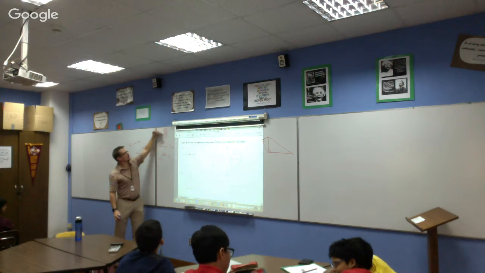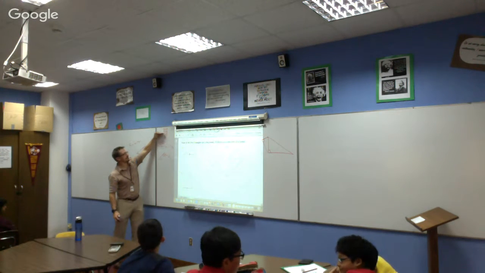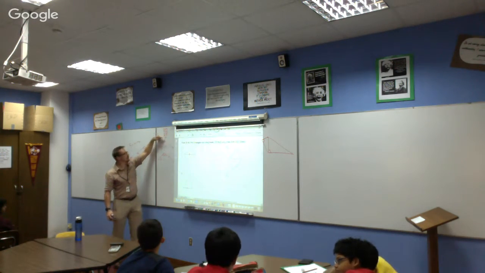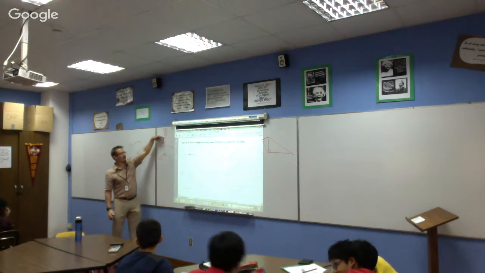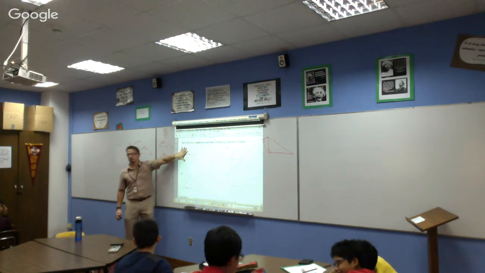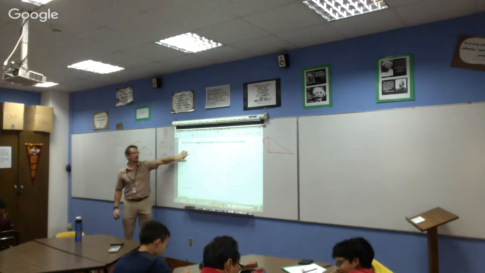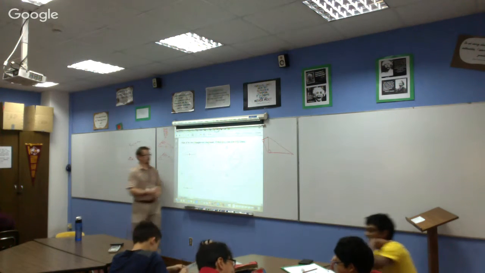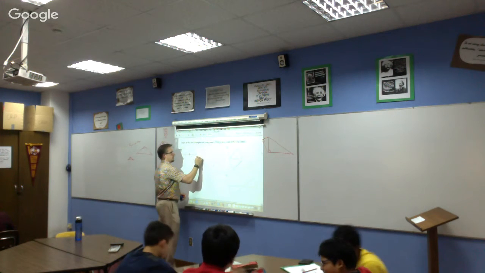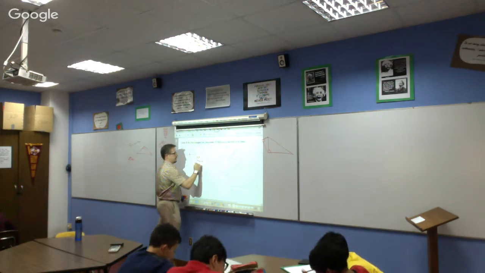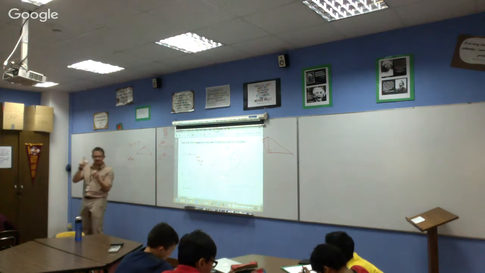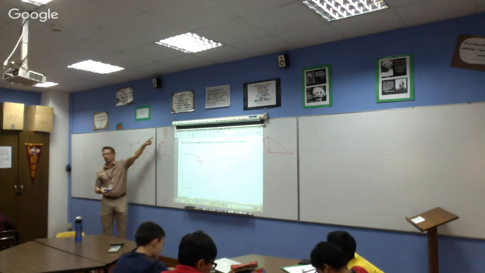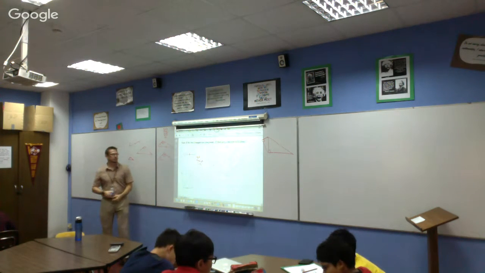So no, but we don't have two angles, so I don't even need to check that. Do I know that this is a right triangle? No, so I cannot go here. So can I say that these two triangles are congruent? No. I don't have enough information. Even though we have the pieces, they're just not in the right order. Remember, order matters.